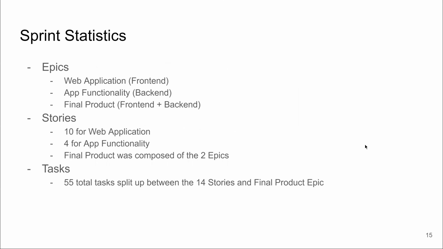In terms of our sprint statistics, we had 3 epics: web application or our front-end, app functionality for our back-end, and our final product, which was the integration of both the front end and back end. In terms of our stories, we had 10 for web application, 4 for app functionality, and our final product was just composed of the 2 other epics. We had 55 total tasks that were split up between the 14 stories and the various epics.